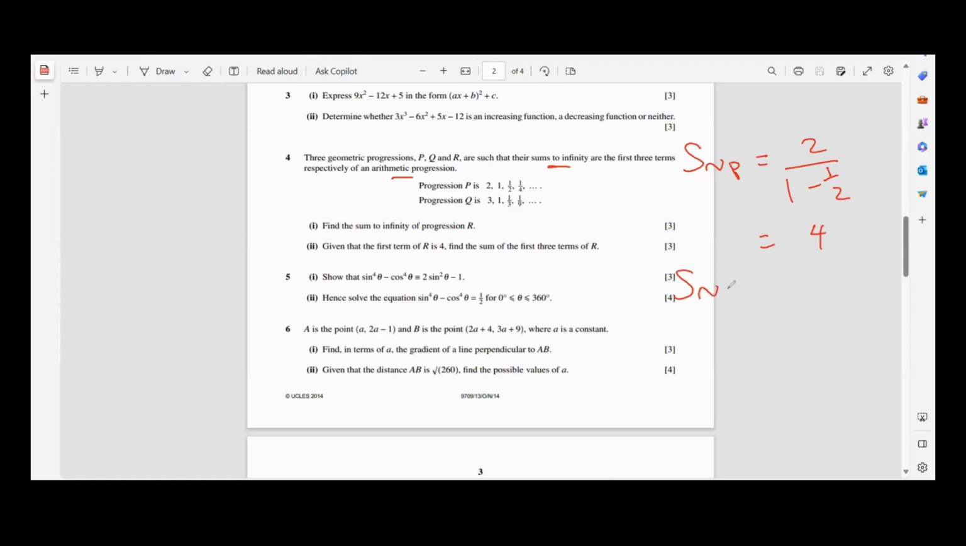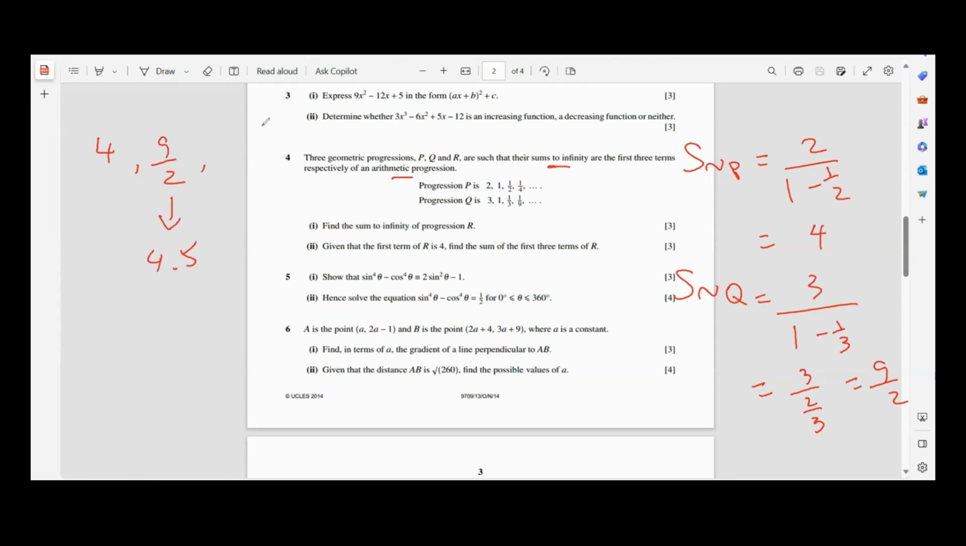And then the sum to infinity of Q, the U1 is 3 over 1, and then the ratio is divided by 3, so 1 over 3. So we have 3 over 2 over 3. So we can write down this is 9 over 2. So we have 4 and then 9 over 2, or we can write down this is actually 4.5.